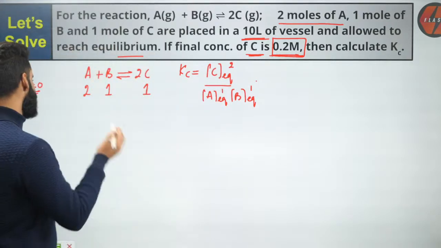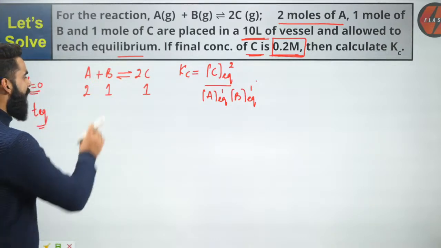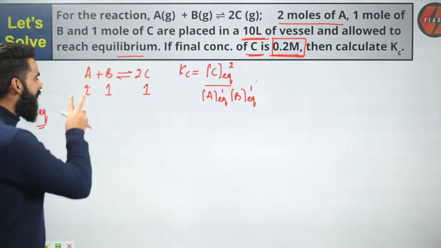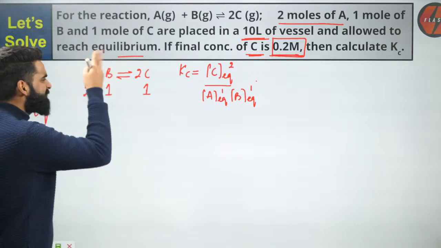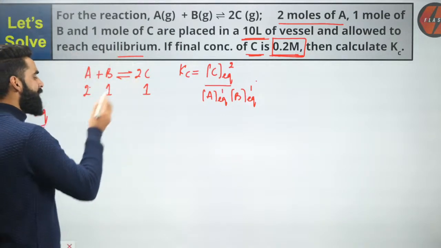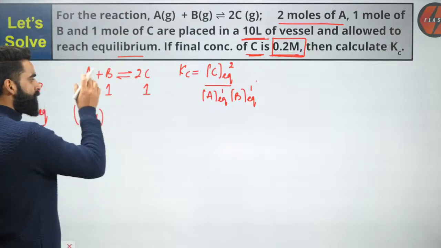Absolutely. Now we will see. Let's assume at equilibrium, out of 2 moles of A, X moles have reacted with B. If out of 2 moles of A, X moles have reacted with B, can I say at equilibrium I'll be left with 2 minus X moles of A?